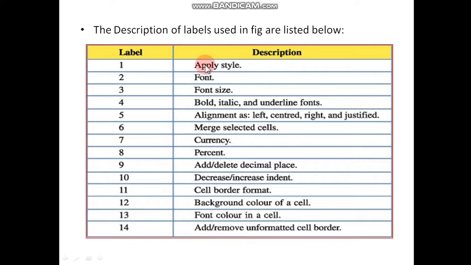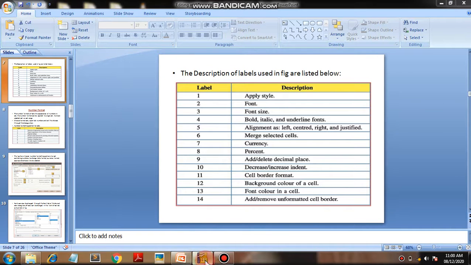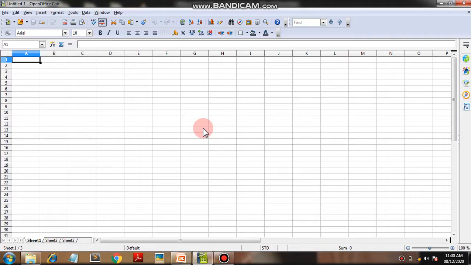See briefly, the descriptions of the labels used in the figure are listed below. First for apply styles, 2 for font. Let's see it practically. First of all, open OpenOffice Calc. Starting from the first, the autofill tool. When you write here in cell A1 the number 1, in cell B1 you write a 2.